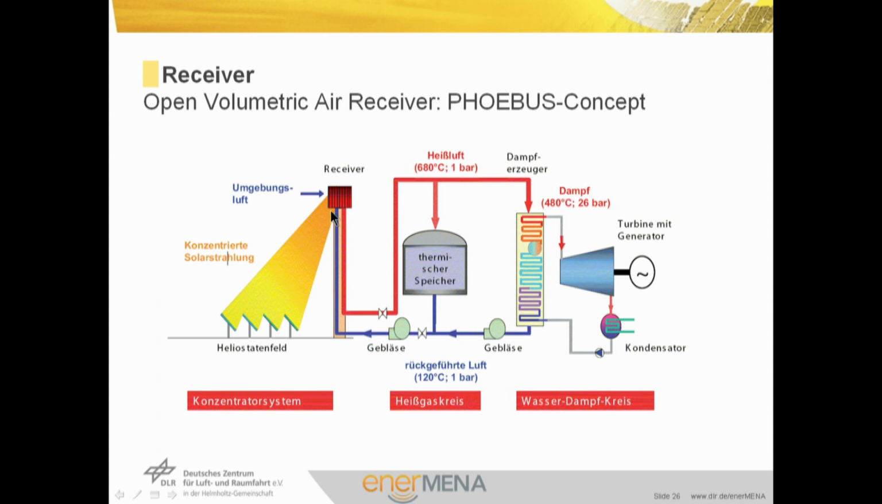Part of this recirculated air is taken in by the absorber, another part is lost. The amount of recirculation strongly depends on the wind conditions and receiver design. This technology was successfully tested during the TSA program in Spain at the PSA.